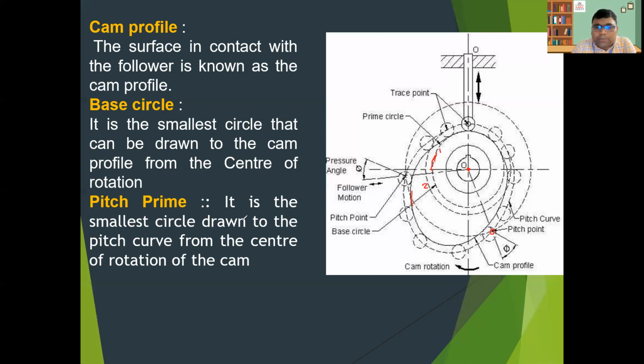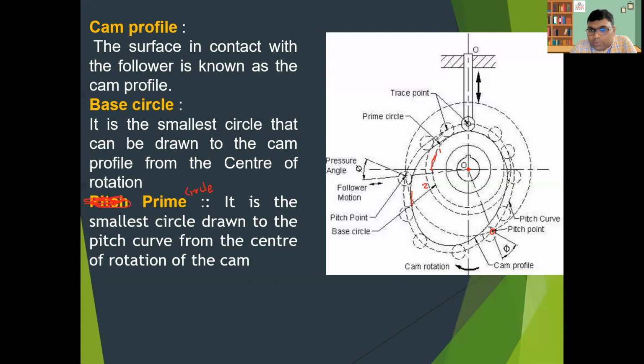Then the next one is the prime circle, not the pitch circle. Sorry, there was a mistake. This is a prime circle. I'm just erasing this. So there is a little correction, you can correct it in your copy. It is also a prime circle, which passes through the trace point, and it is the smallest circle drawn to the pitch curve from the center of rotation of the cam.